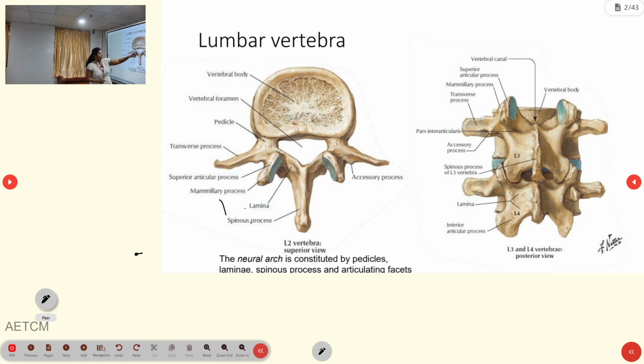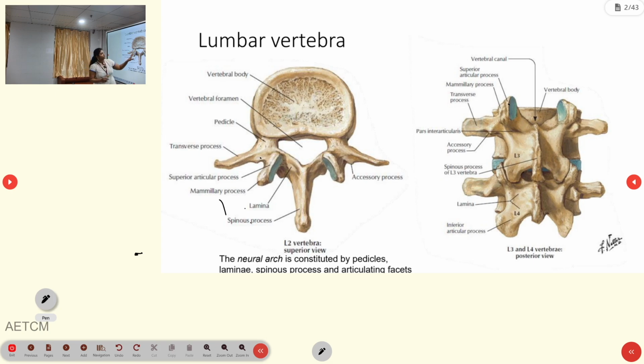Now coming to the neural arch, it is composed of a pedicle which is present between the body and the spinous process. Posteriorly there is the lamina of the lumbar vertebra, and on it you have a superior and an inferior articular facet. The superior articular facet of the vertebra articulates with the inferior articular facet of the vertebra above, thereby creating a joint. This is called the facet joint.